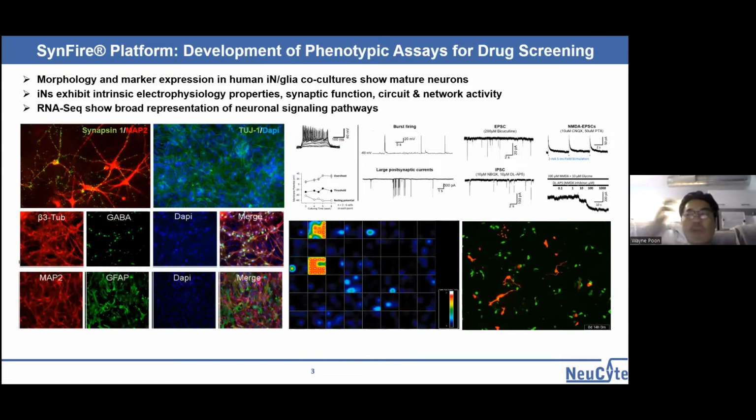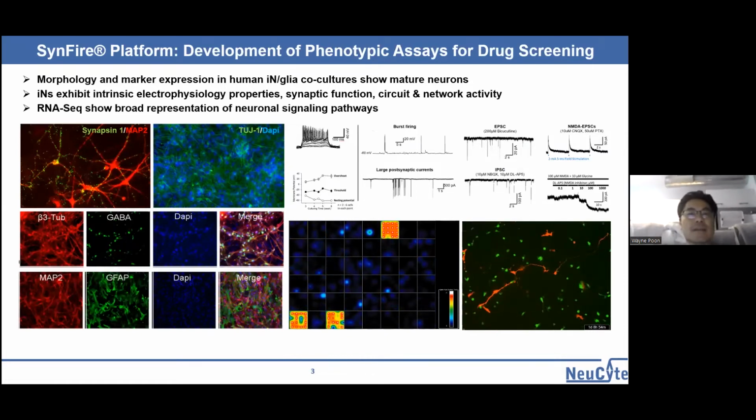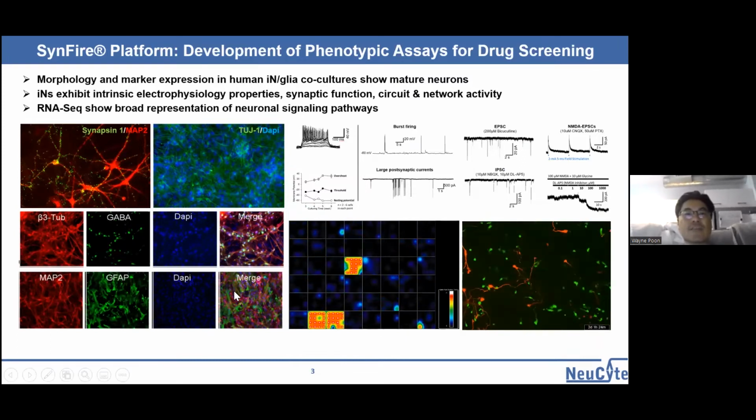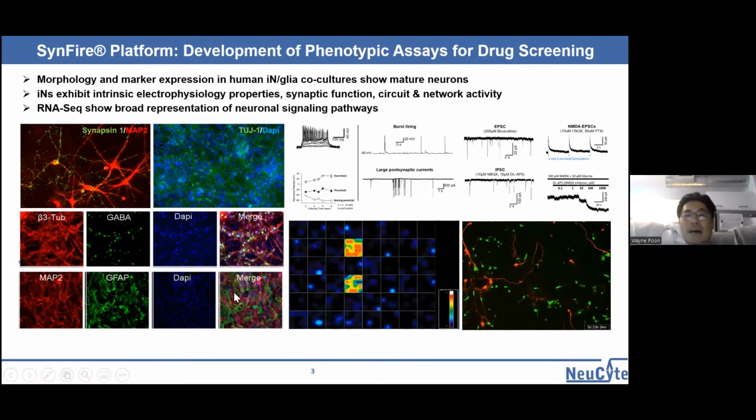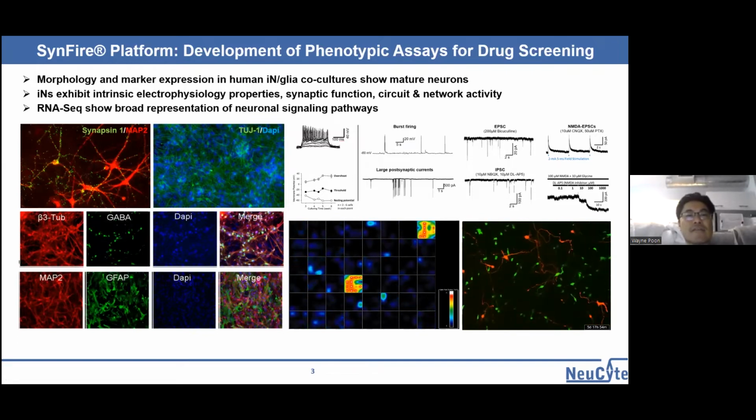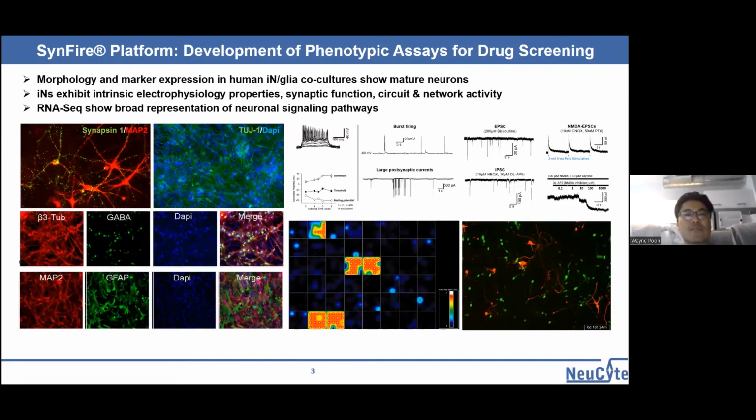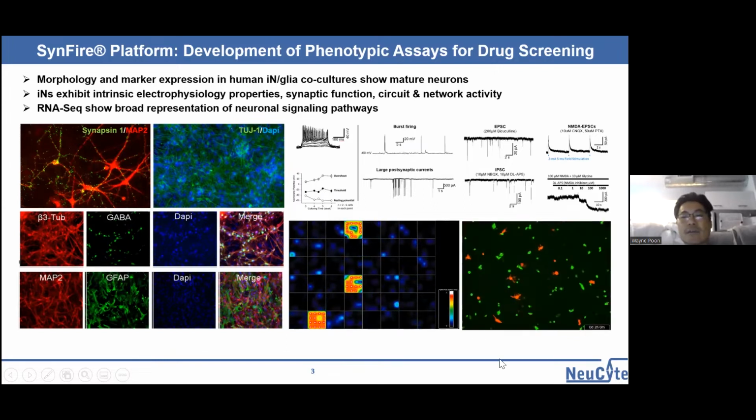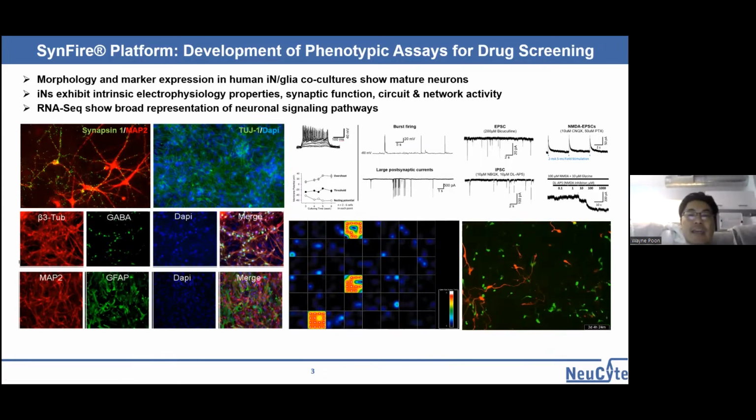So the SynFire platform, which incorporates the generation of trans-differentiated neurons, and here we are just showing some of the many assays that we have developed to phenotype these cells, including imaging, patch clamp, electrophysiological recordings, and then also using imaging to assess phenotypes over time, such as neurite and synaptic development.